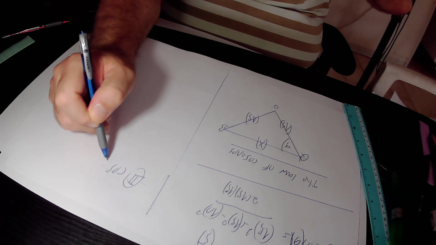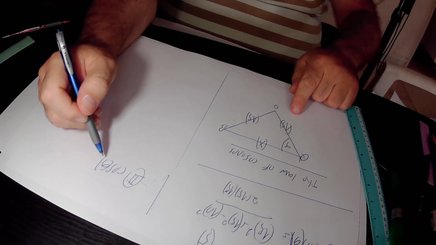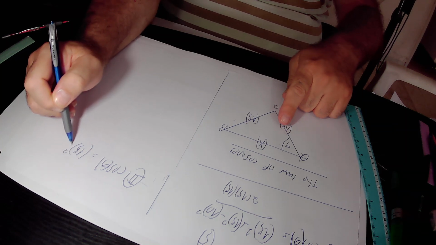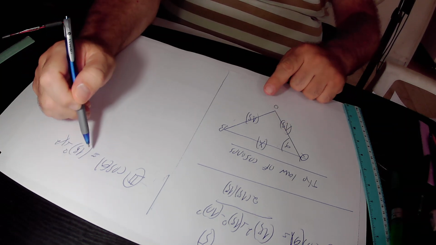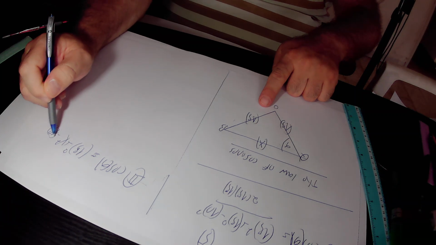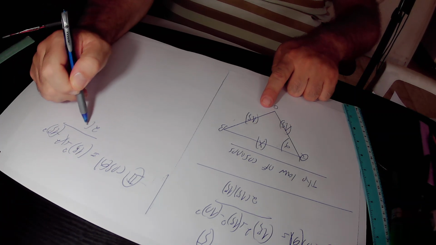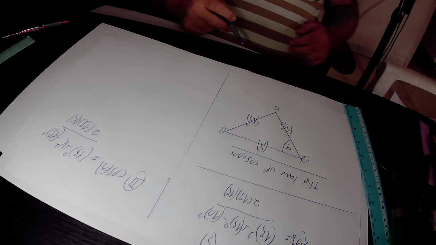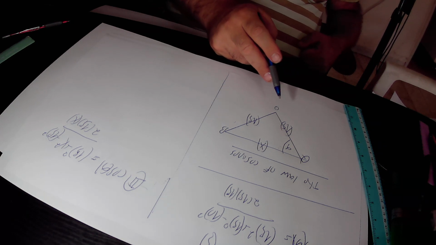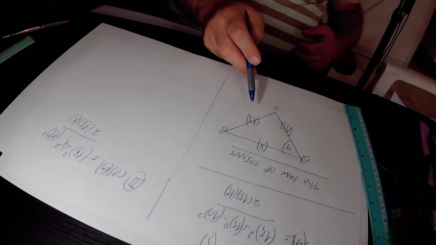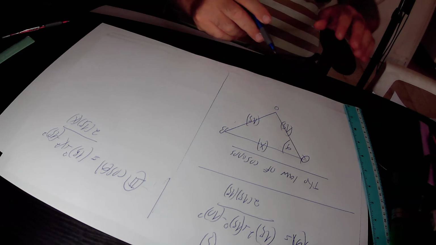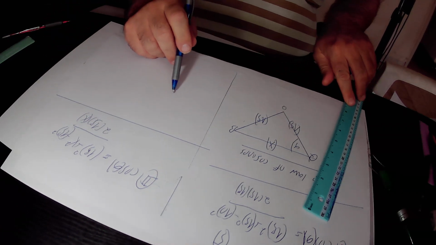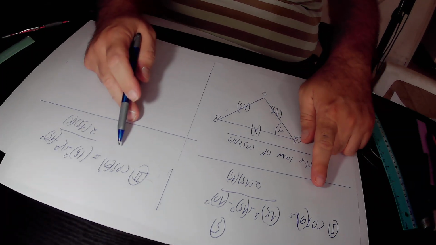Cosine alpha is equal to 15 squared plus x squared minus 15 squared over 2 times 15 times x. Repeat again, according to the law of cosines, in this triangle OQB, cosine alpha equals 15 squared plus x squared minus 15 squared over 2 times 15 times x. So we have two different equations for the value of cosine alpha.